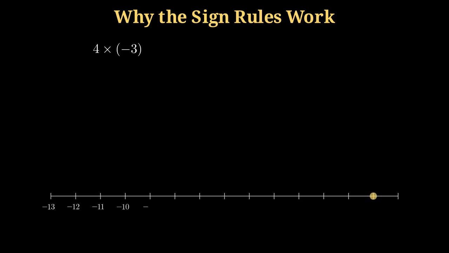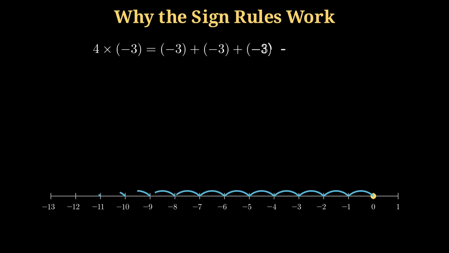Multiplication is repeated addition. That one idea explains everything about the signs. 4 times -3 just means -3, 4 times. On the number line, starting from 0, we take 4 jumps of 3 to the left and land on -12. So a positive times a negative is negative. 4 times -3 is -12.